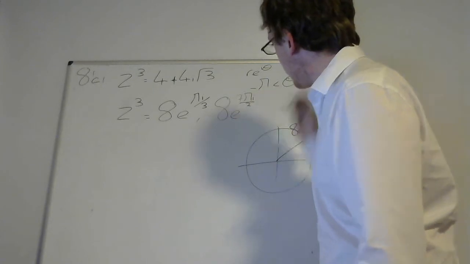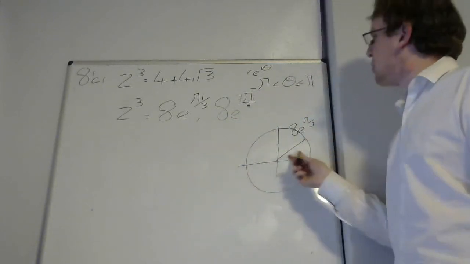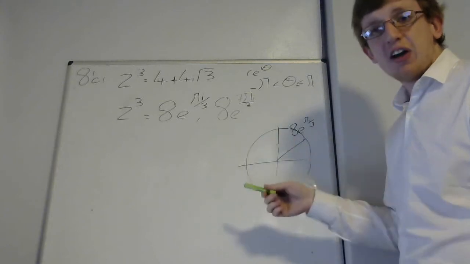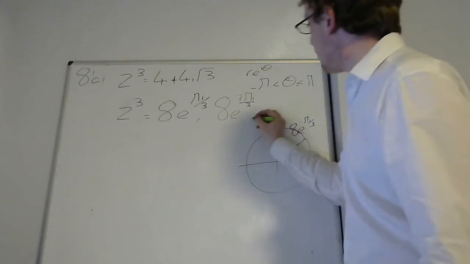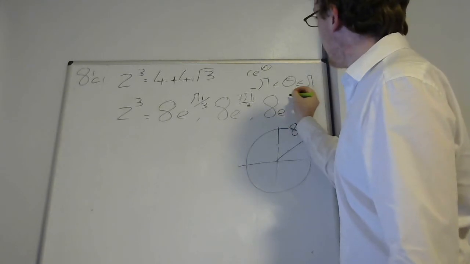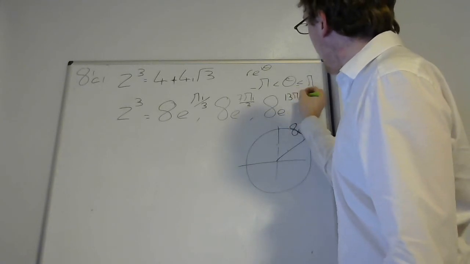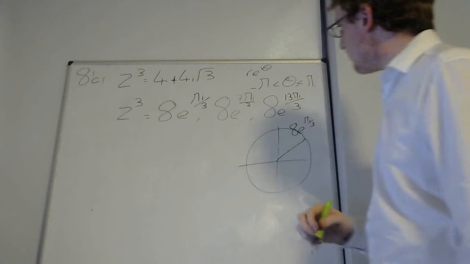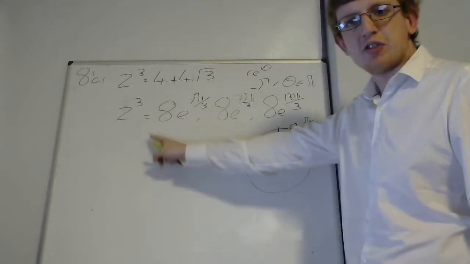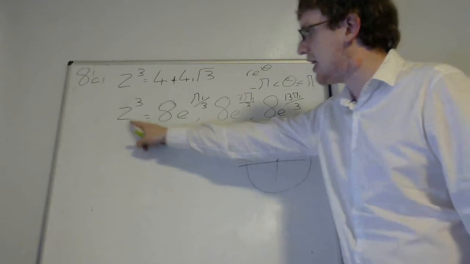Oh, this pen's running out too. If we go around another 2 pi to get our third solution, that's another 6 pi on 3 to give us 8e to the 13 pi i on 3. So these 3 complex numbers are all the same, and that's going to give us 3 different values for z.